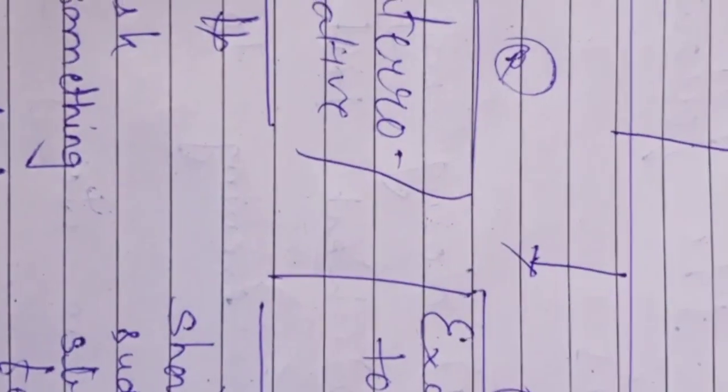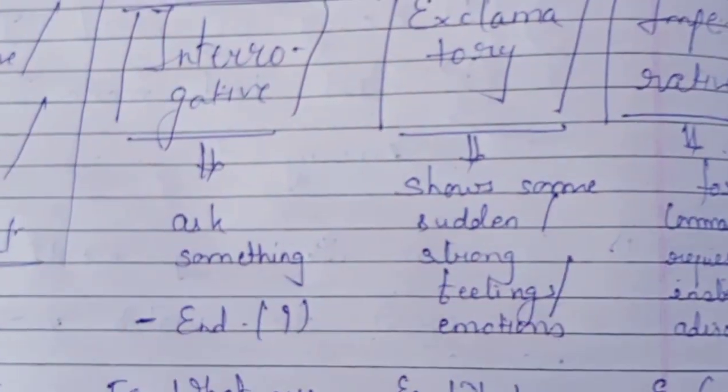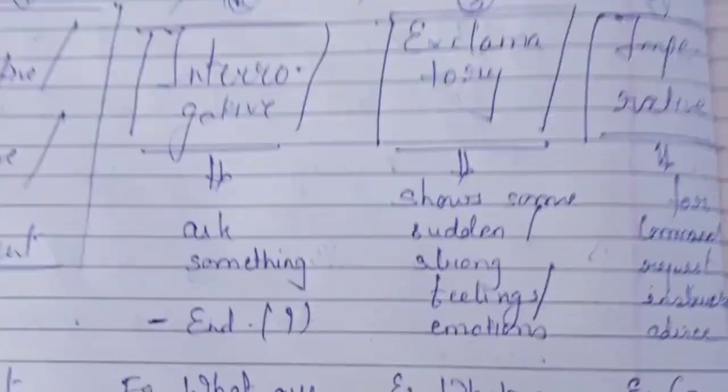So basically there are four types of sentences. First one, declarative. Second, interrogative. Third, exclamatory. And fourth, imperative. I hope you all are clear about these parts. Let's move ahead.